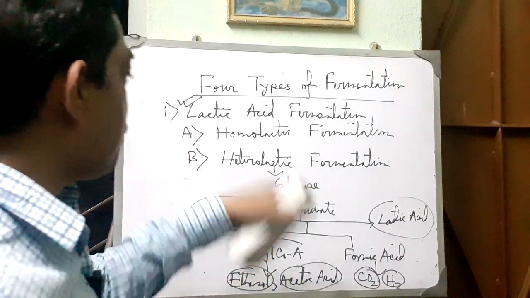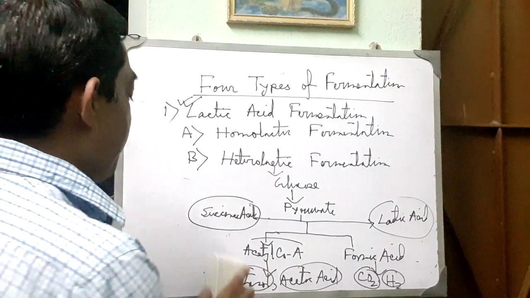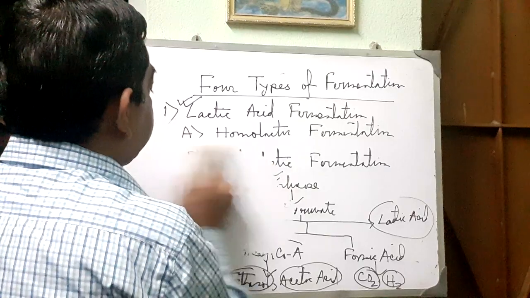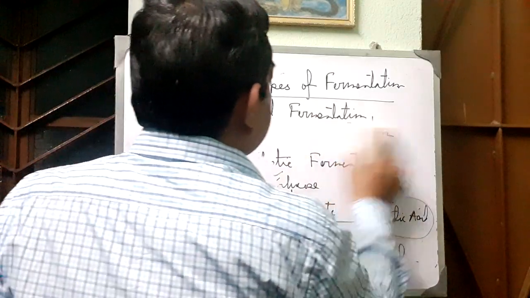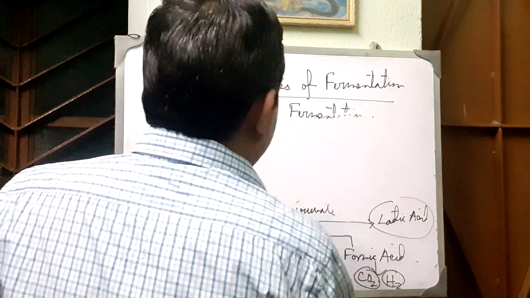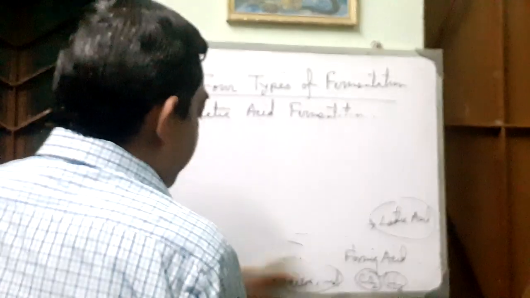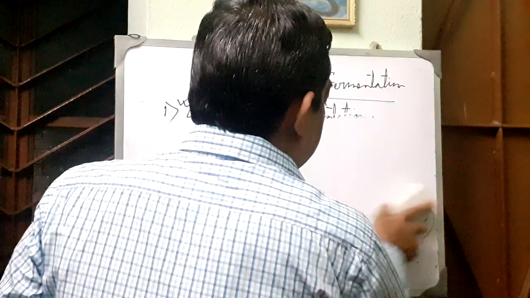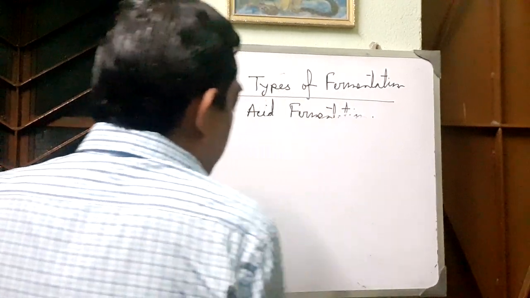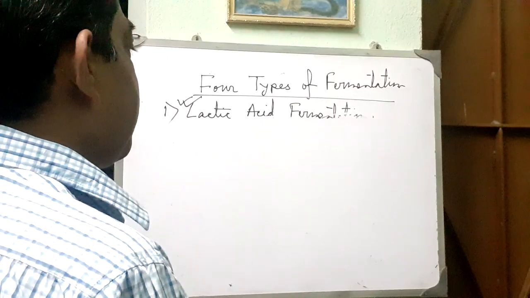So there are two types of lactic acid fermentation. We have discussed that. Now we are going to the second fermentation process, which is called the acetic acid fermentation.